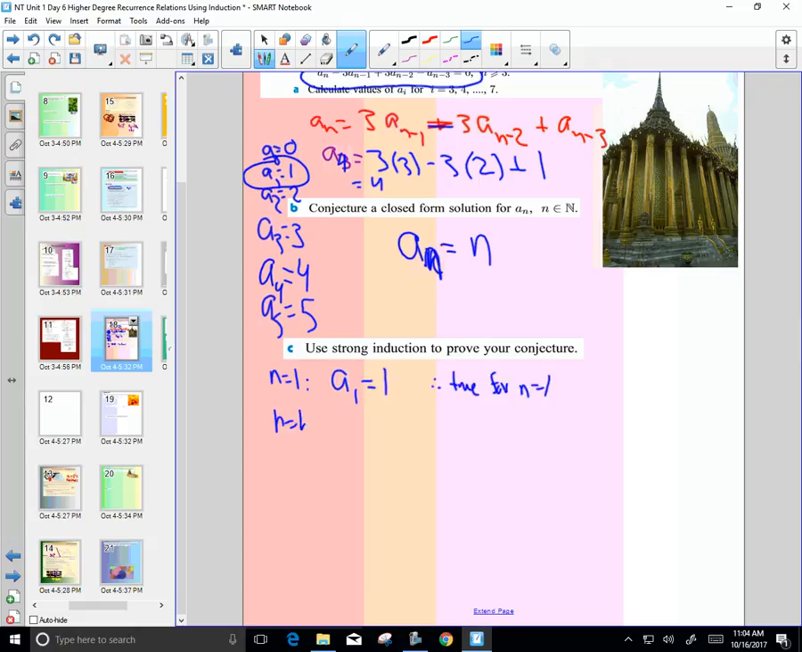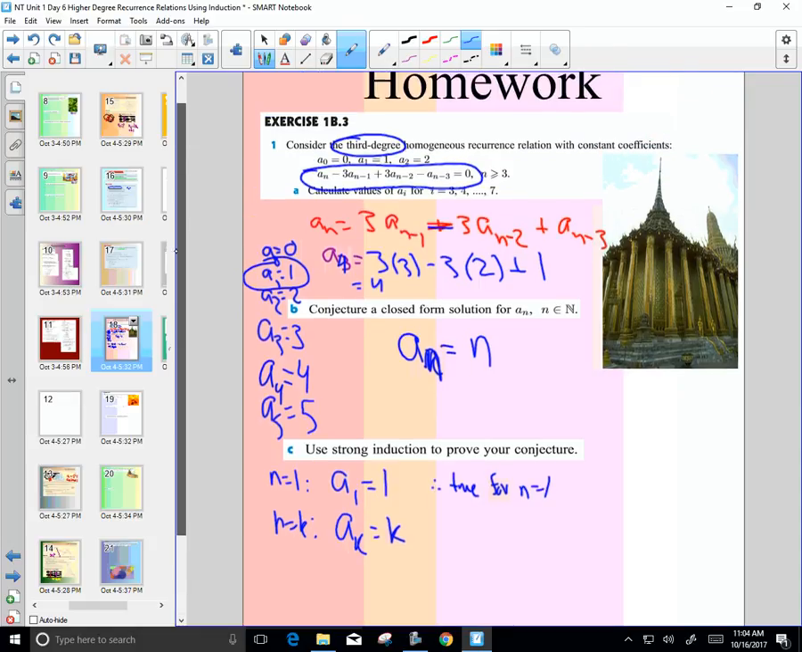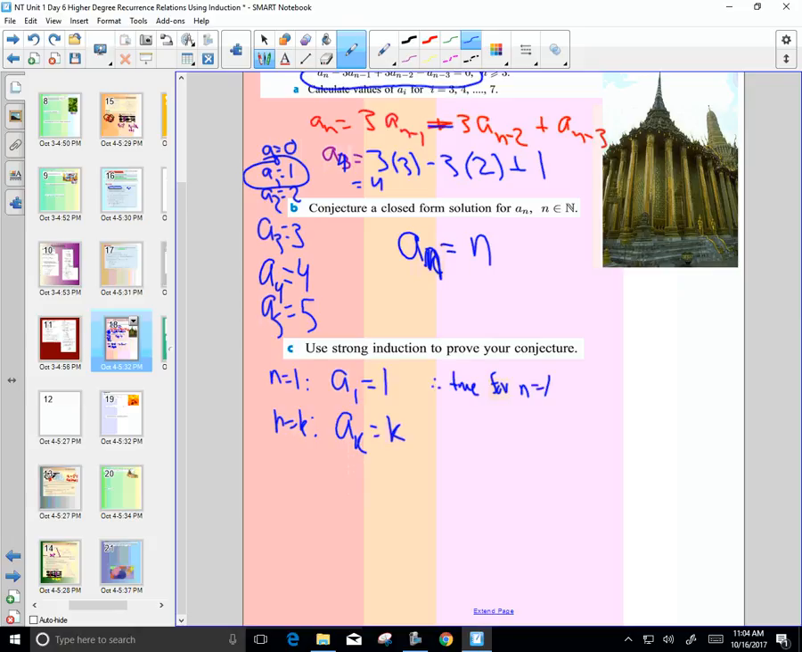Now do n equal to k. We'll do weak form. a of k is equal to k. And so, did they say strong? Yeah, it's right there at the bottom. Yeah, strong. Okay. It's okay. Strong won't hurt you. All you have to do is assume a of r equals r for r less than or equal to k, for r equal to 1, 2, all the way to k. Was that painful? A little.